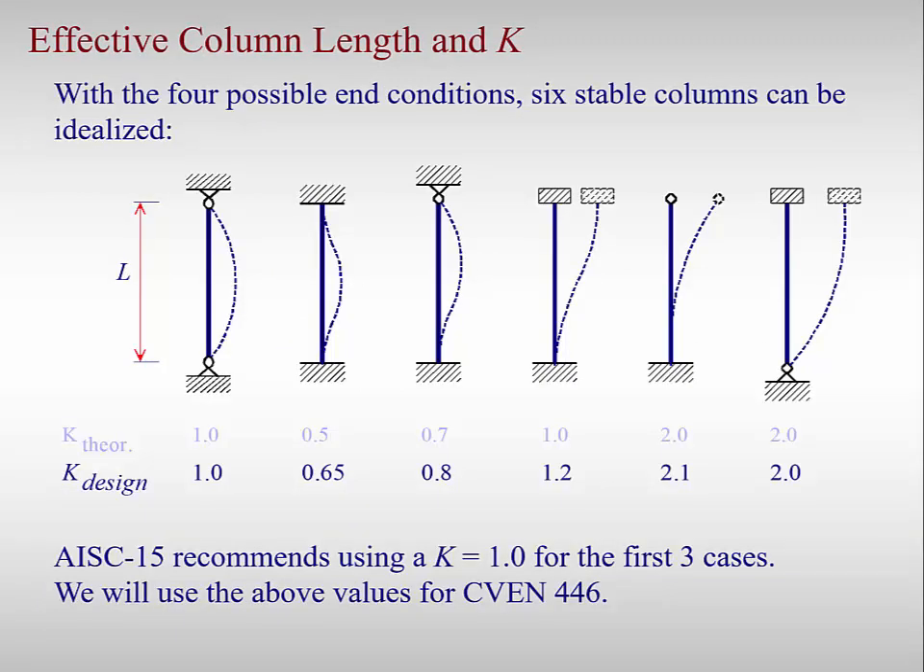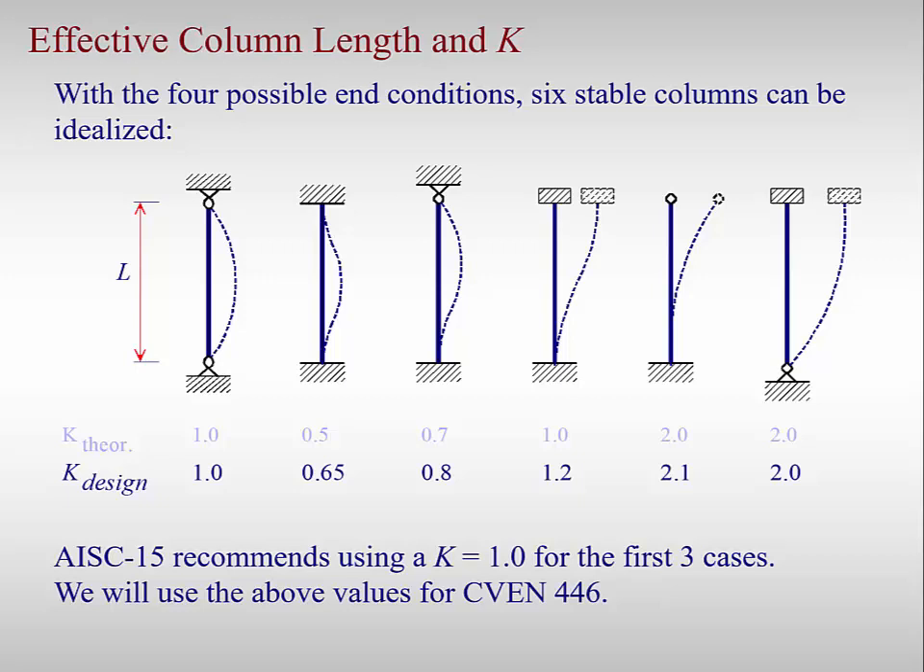By mixing and matching the four previously shown end conditions, 6 different columns can be described as shown. The block at the top of the column in 2 cases signifies that the top of the column can translate, but it cannot rotate. Note that both theoretical and design values are given for the different K values. The theoretical value is derived by solving the differential equations for a particular set of end conditions. The design value takes into account that no support is infinitely rigid, as denoted by the fixed support.